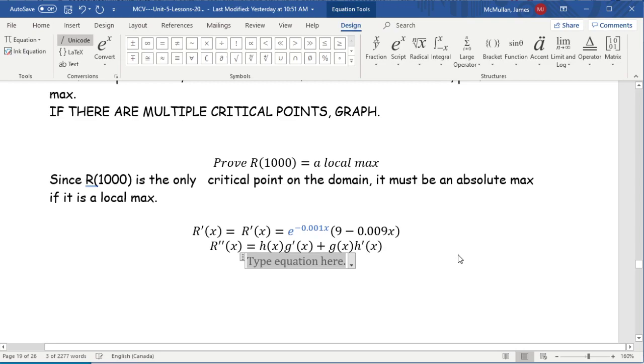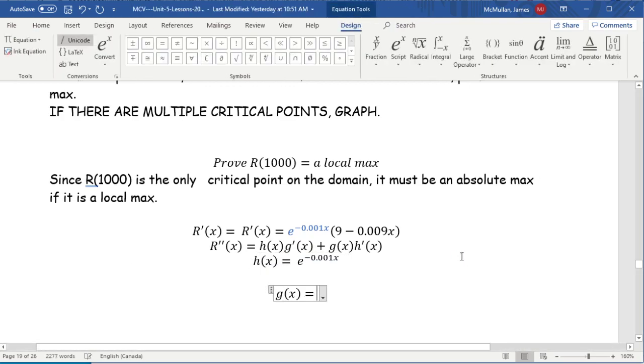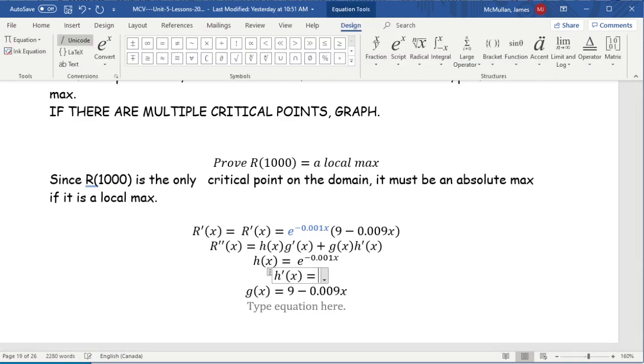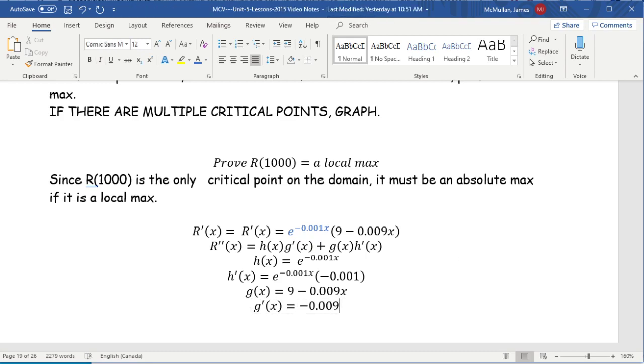Our four parts are: e to the negative 0.001x, let's call that one h. Our g function is 9 minus 0.009x. Our derivative of h is e to the negative 0.001x times negative 0.001. Our derivative for g is simply negative 0.009. So we have the four parts we need.